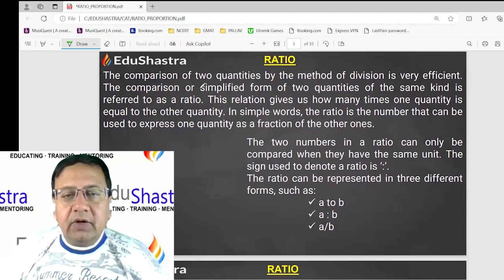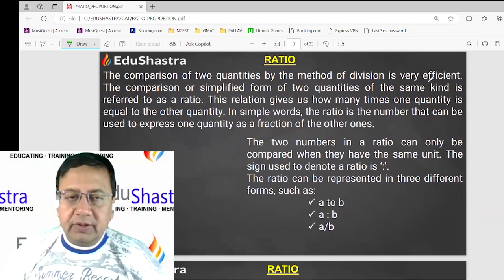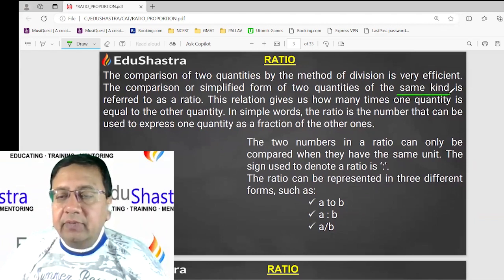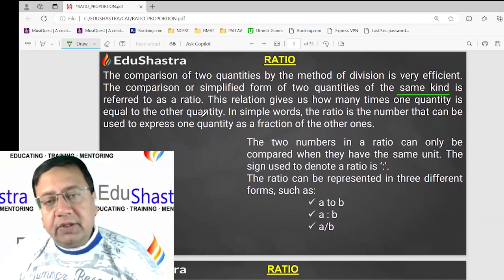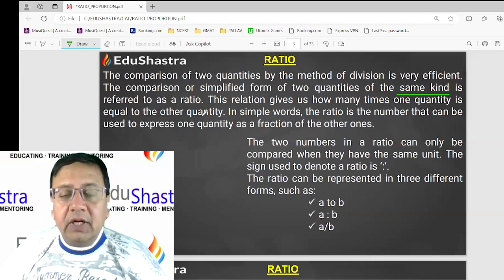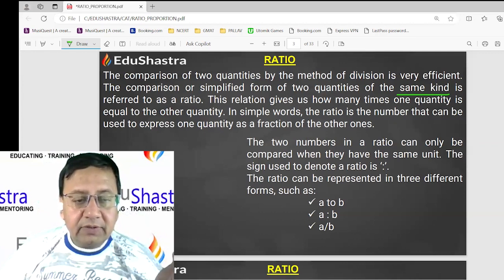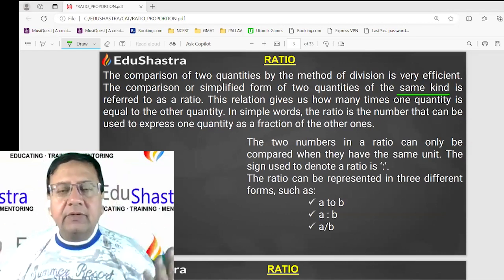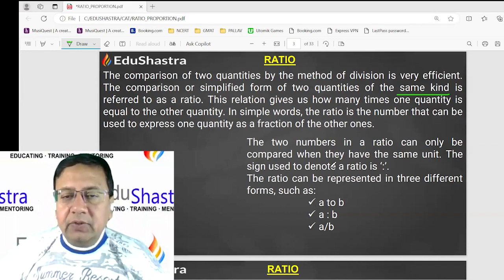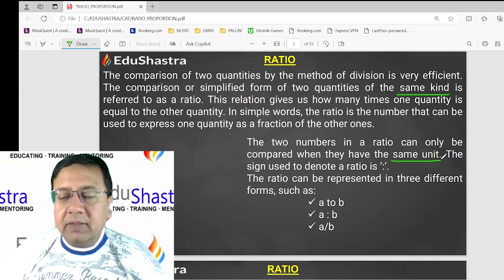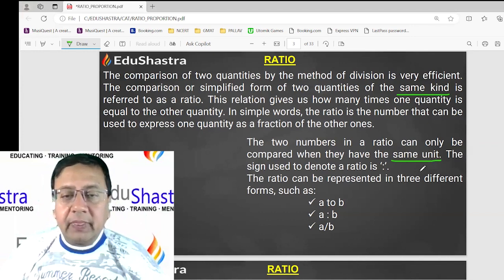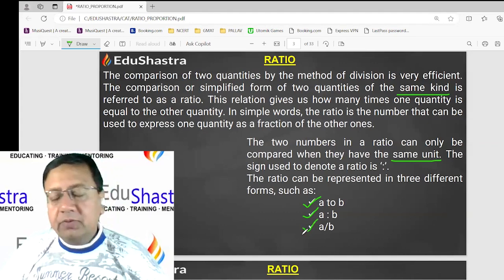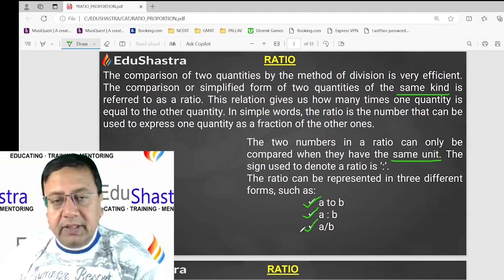Comparison of two quantities by the method of division is very efficient, right? The comparison or simplified form of two quantities of the same kind, same unit, is referred to as a ratio. This relation tells us how many times one quantity is equal to the other quantity. As you told me, if there are boys and girls, the ratio is, say, 1 is to 2, 3 is to 2, or whatever. So girls are 3 parts, boys are 2 parts. Two ratios can only be compared when they have the same unit. Multiple times this one particular statement is repeating here. And ratios can be represented in three forms: A to B, A is to B, or A by B, right? All these three different representations are correct to represent any ratio.